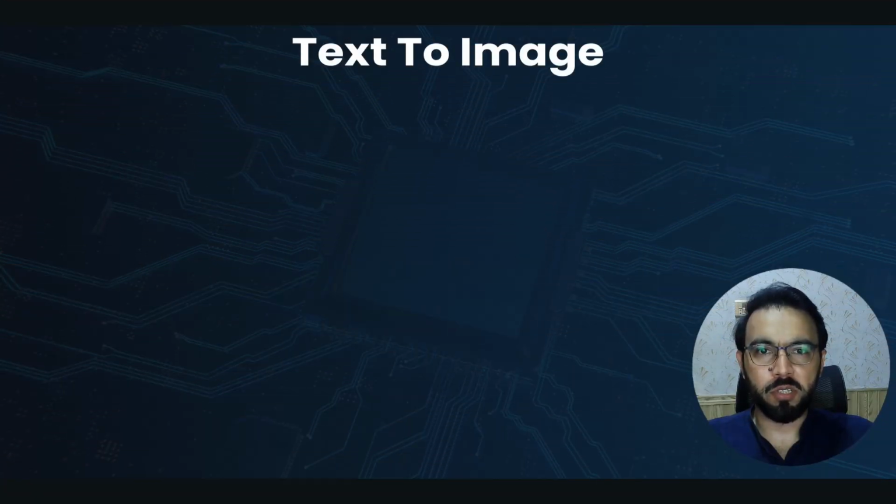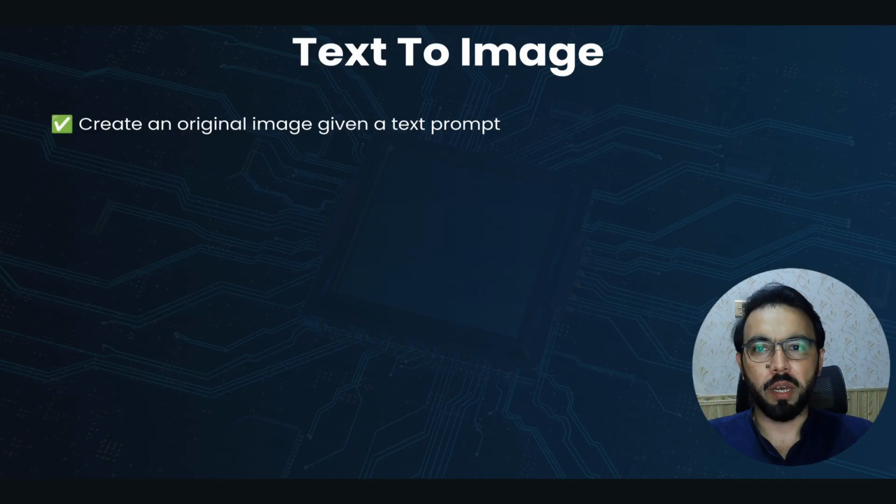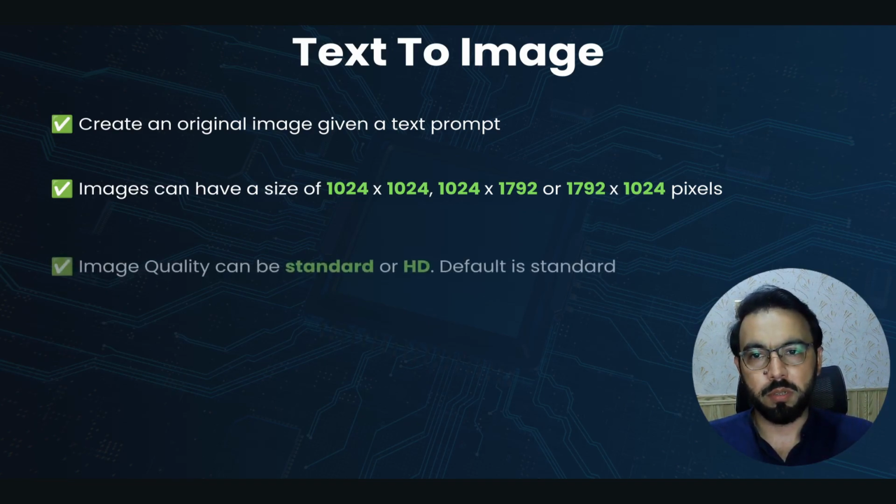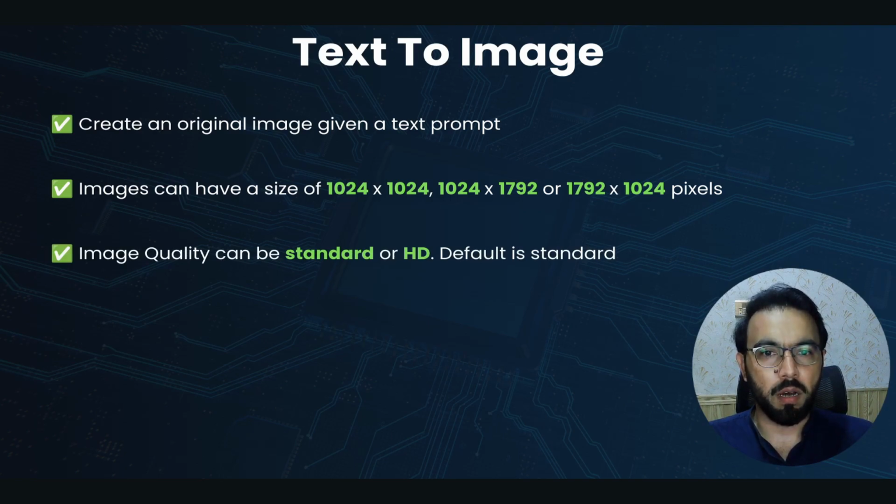Now let's first see text to image, which is the basic function of a DALL-E model. In text to image, we create an original image given a text prompt, and the images can have a size of 1024 by 1024. It could be 1024 by 1792. All the resolutions you can see here are supported by the DALL-E models. The image quality can be standard or high definition. Based on your requirement, you can set the quality in the prompt and the DALL-E model will generate the image in the desired quality.